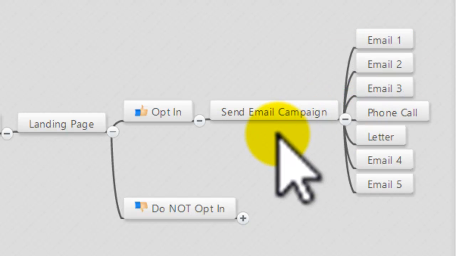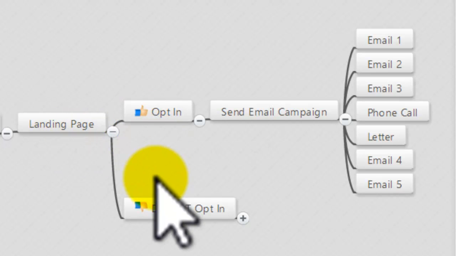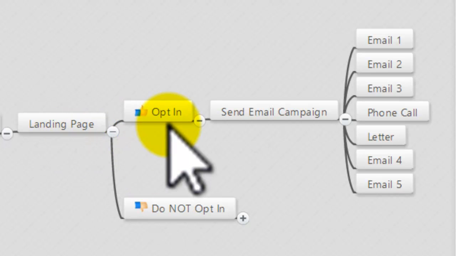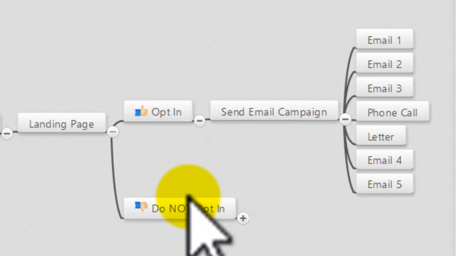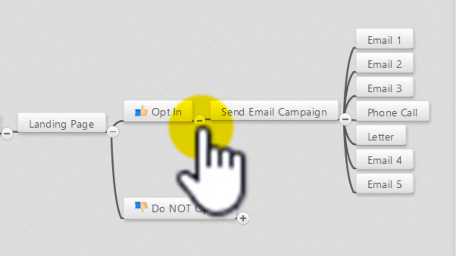In the past, that was it. People landed on a landing page, and they opted in or they didn't. The higher your opt-in rates, the better off you are, because there was nothing you could do about the people who did not opt in. But that's changed now. That is no longer the case.